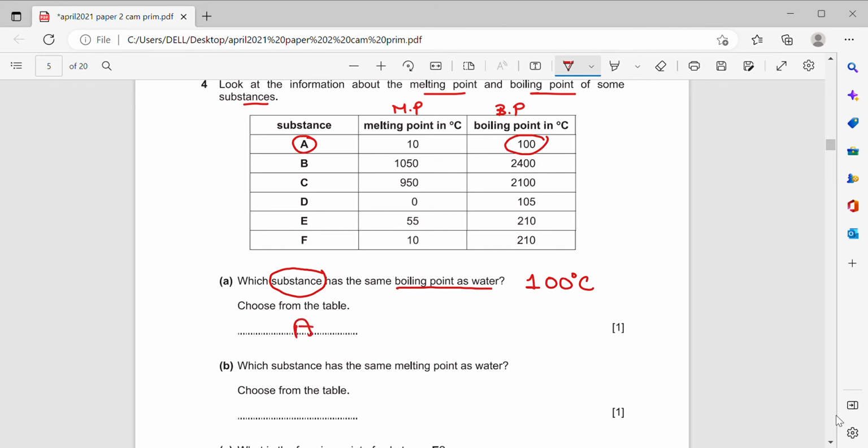Which substance has the same melting point as water? What is the melting point of water? 0 degrees Celsius. We look in the melting point for 0. We found 0 here, so it is substance D.